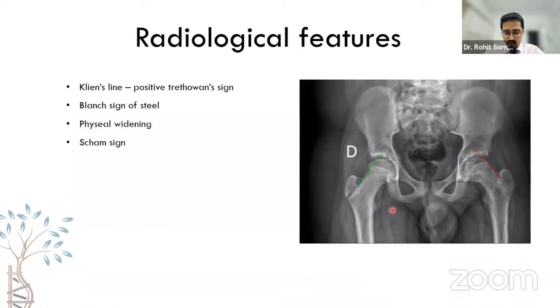Now, just revising the commonly seen radiological features of SCFE. We have Klein's line, which is supposed to intersect the epiphysis at this point, but does not intersect in SCFE. Then we have the Steel's blanch sign, then physeal widening, and we have the Shyam sign.